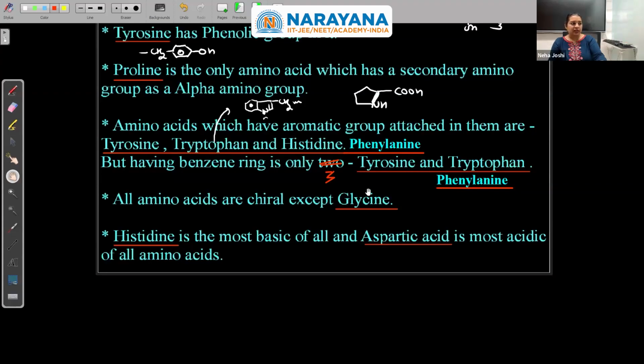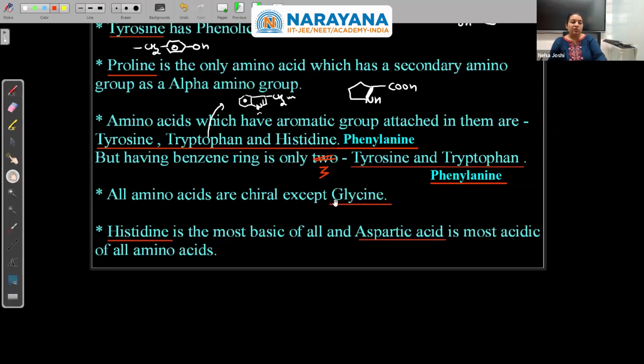Is that clear? All amino acids are chiral except glycine. Histidine is the most basic. Aspartic acid is the most acidic amino acid of all. Is that clear? No problem with this. I'm stopping at this page for a few seconds so that you can revise it all.